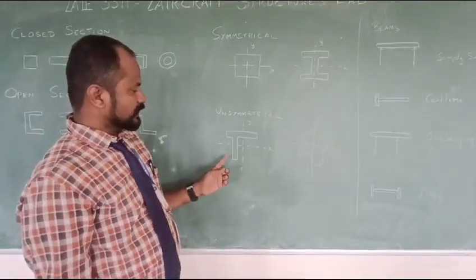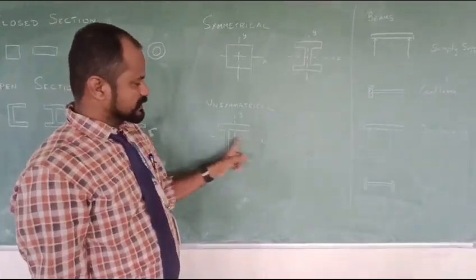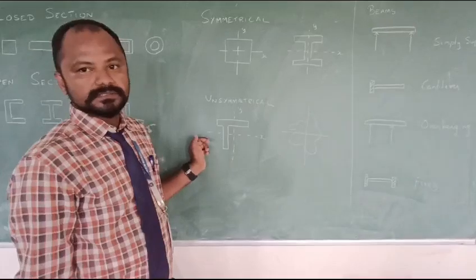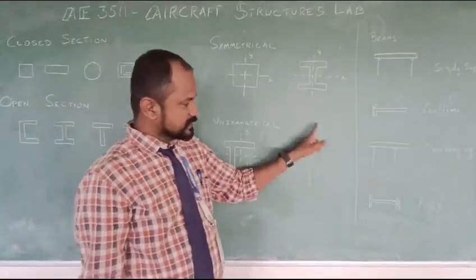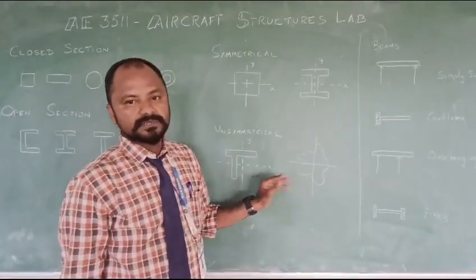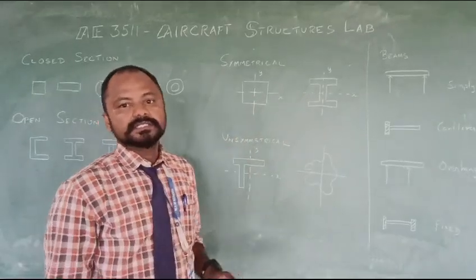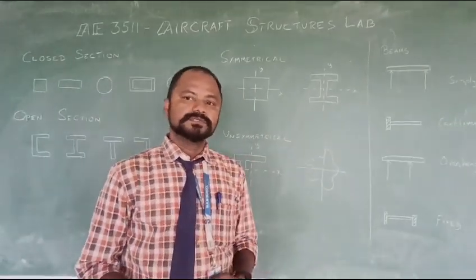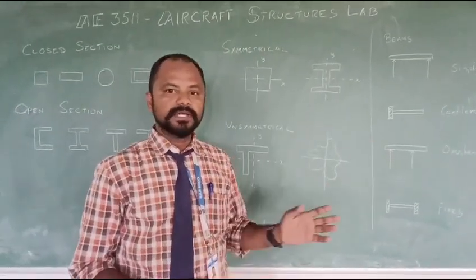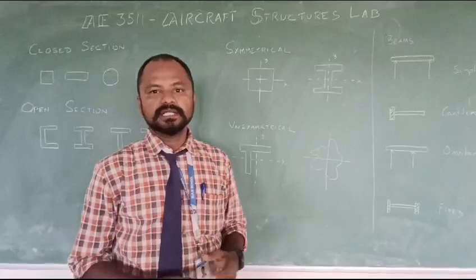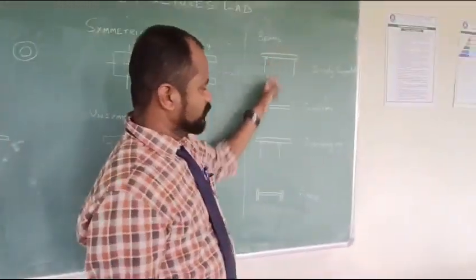And if you take unequal T flanges like this, about the y axis and x axis, the two sections are not similar. So these are called unsymmetrical sections. And complicated structures like this are also called unsymmetrical structures. When load is applied on each of the structures, the deflection will be different. So the students will learn deflection experimentally and compare the values with theoretical values, and they will improve their knowledge.